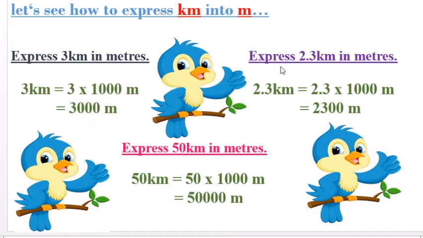The second question is express 2.3 kilometers in meters. That one also you have to multiply by 1000. So 2.3 multiplied by 1000, the answer is 2300 meters. The last one, express 50 kilometers in meters. You have to multiply this 50 by 1000. There are 3 zeros in here. So 50 multiplied by 1000, 50,000 meters.